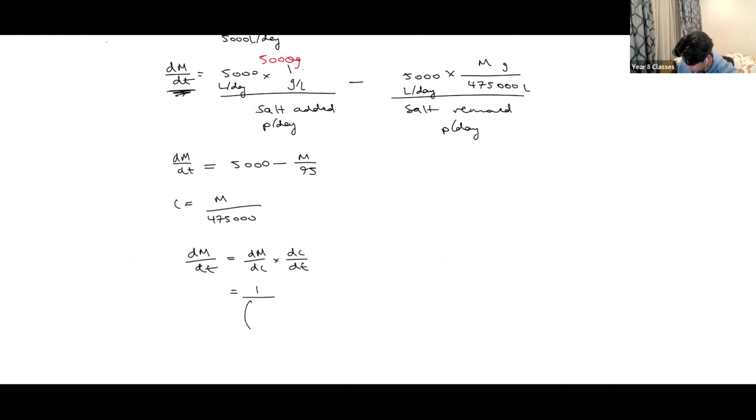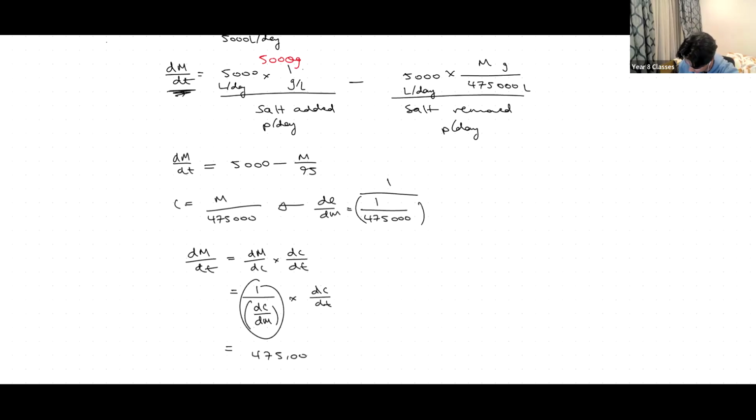times dC/dt. Okay. And from up here, if I take dC/dm, I just get 1 on 475,000. So then this is taking 1 on this whole thing, which is just going to be 475,000 times dC/dt. And because this is dm/dt that I'm actually getting here, I can take the same right-hand side as above. So (5,000 minus m) on 95. And now I've gotten to here.